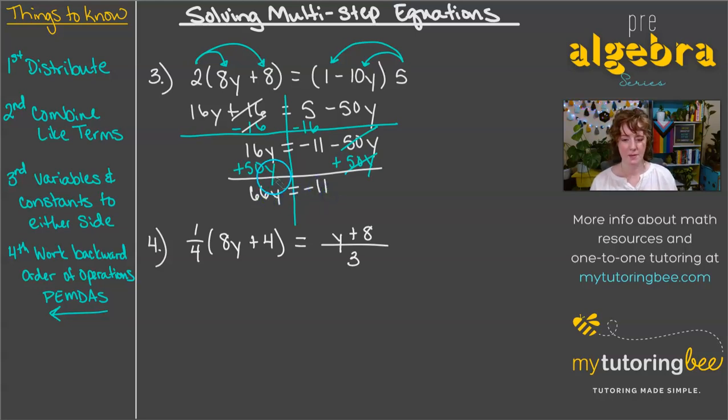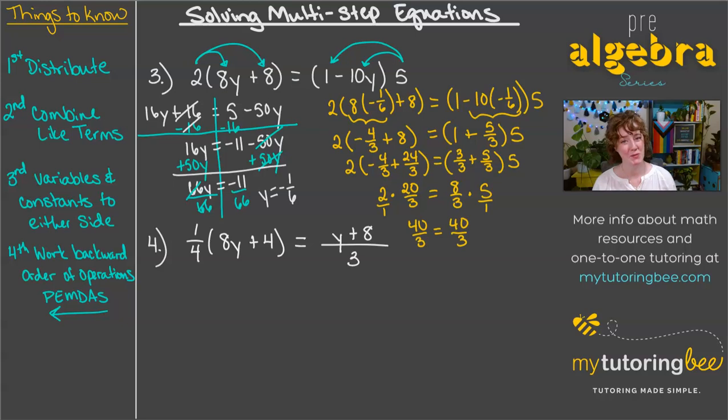Now our last step is to divide by 66. Divide by 66, that's going to cancel out that 66 and leave us with y equals, let's just go ahead and simplify this, leave it in fraction form, negative 11 over 66, both of those can be divided by 11, so that's going to leave me with negative 1/6.